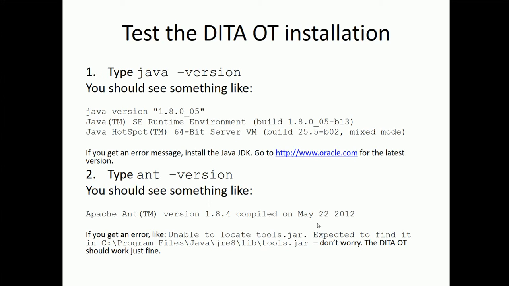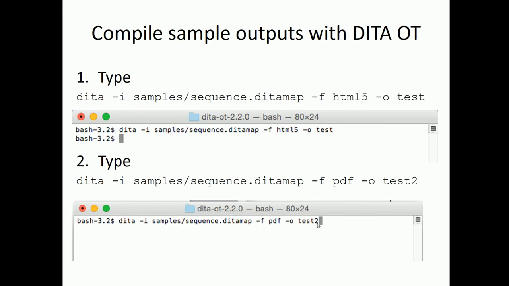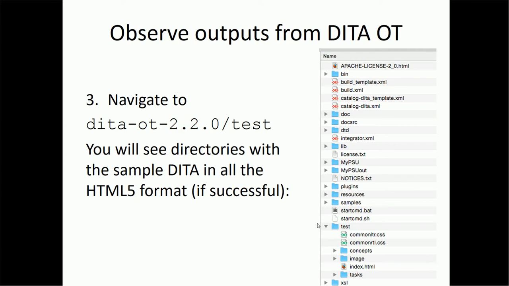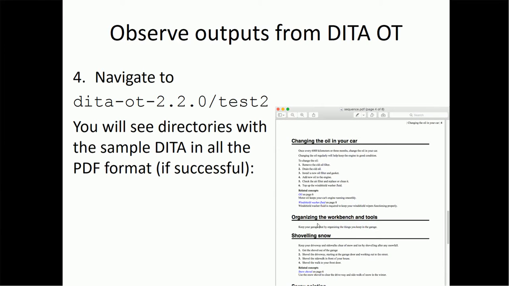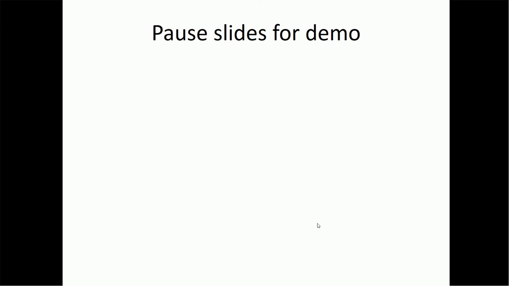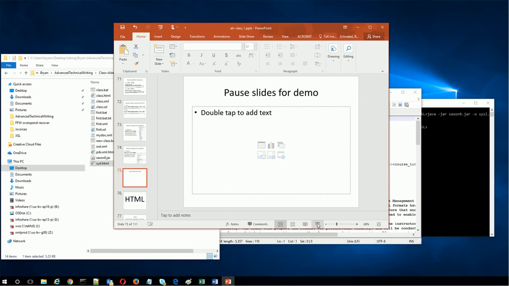So there are some things you can do to make sure that your Open Toolkit is working correctly. And then to make the content happen, you need to type a command. And in this case, we have a command that will give us HTML and another command that will give us PDF. And then if you look at the output, you'll see that you have indeed your HTML and your PDF. So let's pause and show you just how that works.